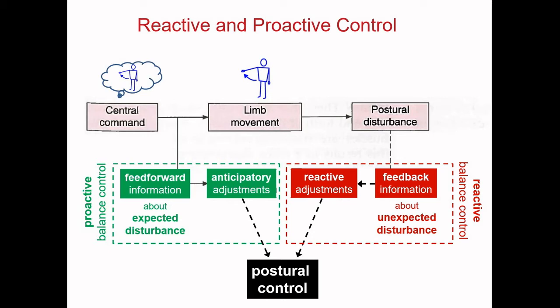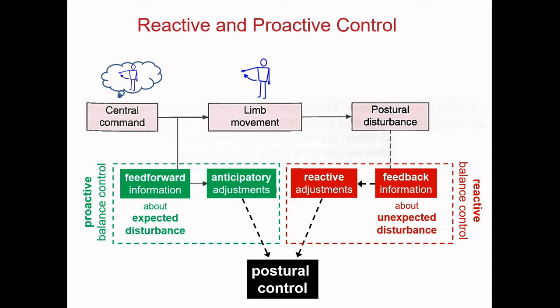Here we see a useful schematic for understanding the roles played by reactive and proactive balance control. This schematic starts in the top left-hand corner with the intention to perform a movement. Here we see that an intention to raise the right arm has been formulated. This intention is then turned into a central command. The motor system turns the central command into a limb movement. The physical movement of the limb that results creates a postural disturbance. This postural disturbance, if it isn't accounted for, could destabilize the balance of the body.